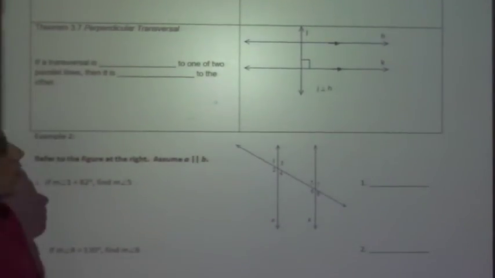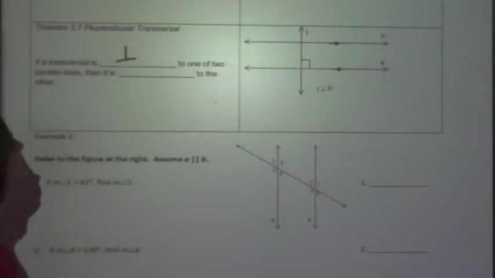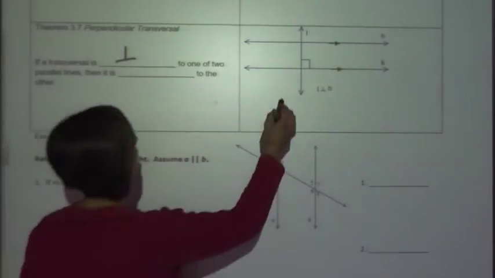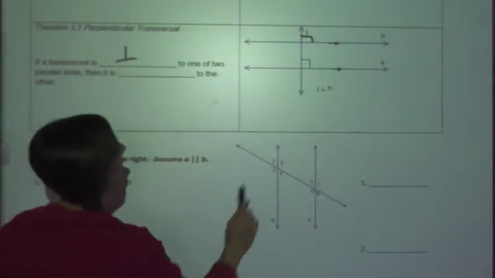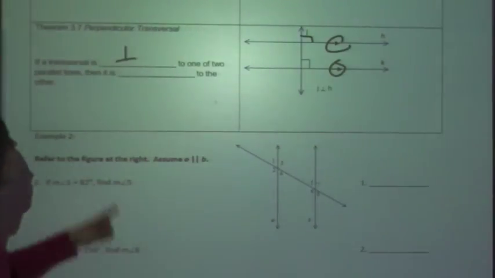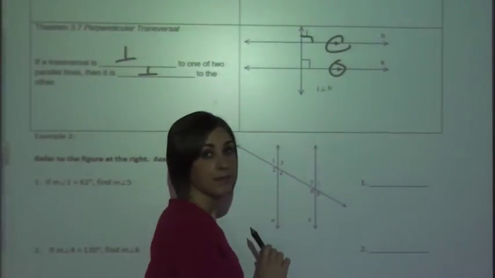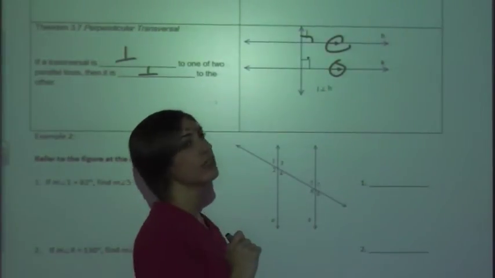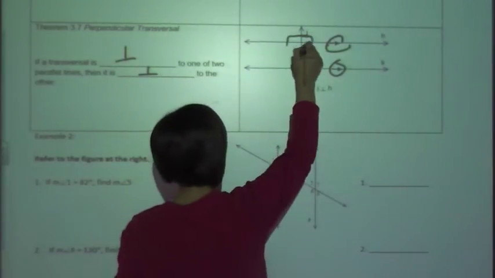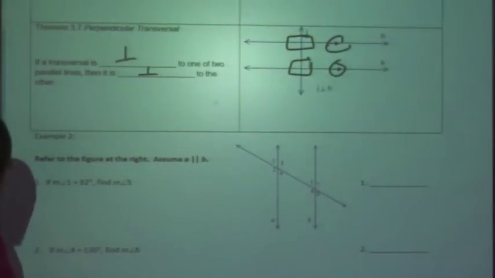And then finally, the perpendicular transversal theorem says that if a transversal is perpendicular to one of two parallel lines, so in this example, J is perpendicular to H, and the lines are parallel, then it is also perpendicular to K. And the cool thing about this, if you ever see 90 degrees here and 90 degrees here, and these are parallel, then all of these guys get to be 90 degrees. So it makes the problems really easy.